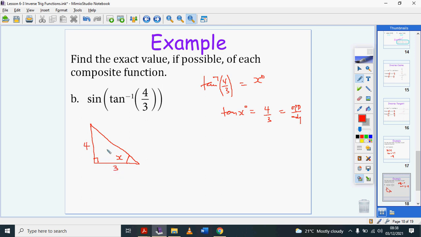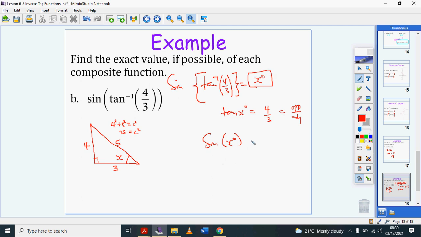And in this triangle, if I use Pythagoras, and you can try this, I'll say 4 squared plus 3 squared equals c squared. 16 plus 9 is 25. And I'll find that c is 5, right? So I have found that the hypotenuse for this triangle is 5. I don't even need to find the angle, but all I know is I am trying to find the sine of that very angle, right? Because the inverse tan of 4/3 is equal to x degrees. So when I'm trying to find the sine of that inverse tan, I'll just find the sine of that same angle.